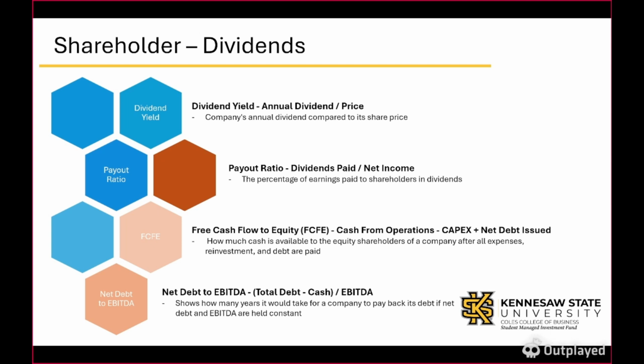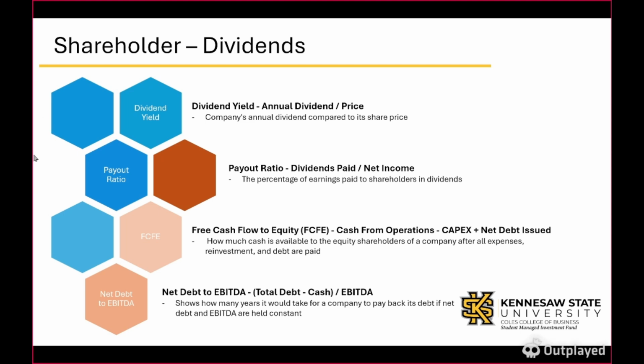So the goal of today's video is part 3 of our 3-part series of what metrics our student managed investment fund uses when we evaluate companies and what our professors like us to use. Today, as you can see, are the shareholder and dividend metrics like dividend yield, payout ratio, free cash flow to equity, and net debt to EBITDA. So we'll be going over these today, how to use them, and some companies and some examples.